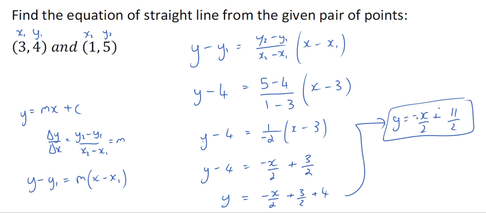So it's a negative gradient, it's a negative half. Its intercept is 11 on 2. Sometimes the back of the book will give you an answer, and they'll multiply this out so that they'll have 2y equals minus x plus 11. They might even make this whole thing equal to 0, so they might have 2y plus x minus 11 equals 0. So they're also the same answer. They just don't like the fractions, these textbooks.